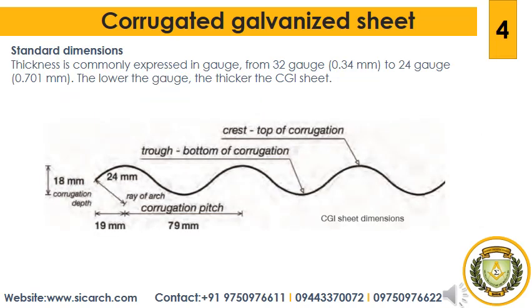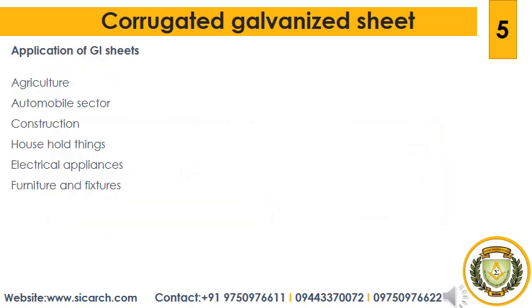So thickness is commonly expressed in gauge from 32 gauge to 24 gauge, which is like 0.34 mm to 0.701 mm. The lower the gauge, the thicker the CGI sheet. Gauge size standards were developed based on the weight per surface of the sheet of a given material, like steel, galvanized steel, aluminium, and therefore the equivalent thickness in mm or inches differs for each material. So next we will see the applications of GI sheets.